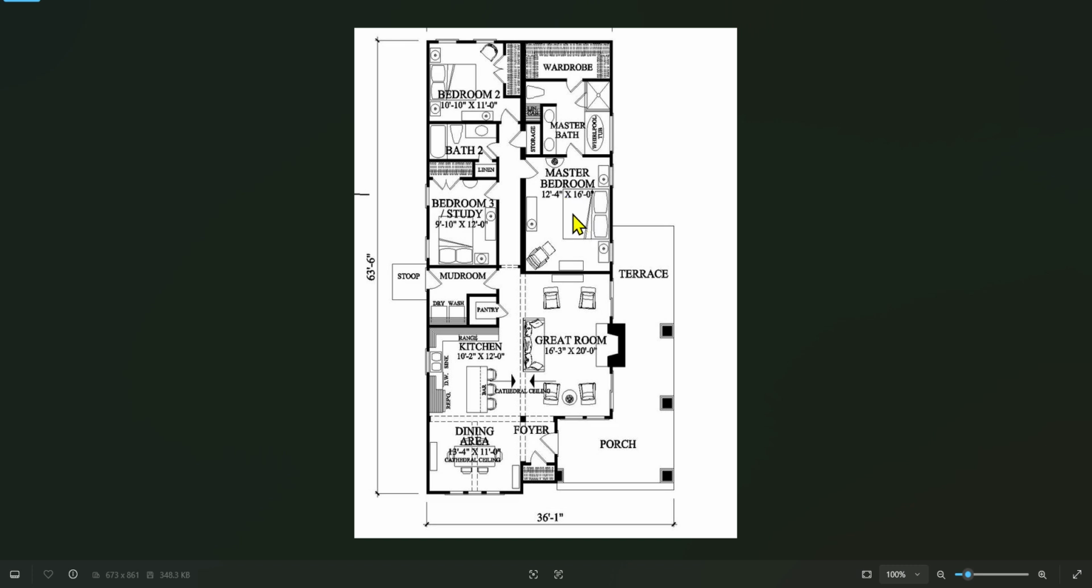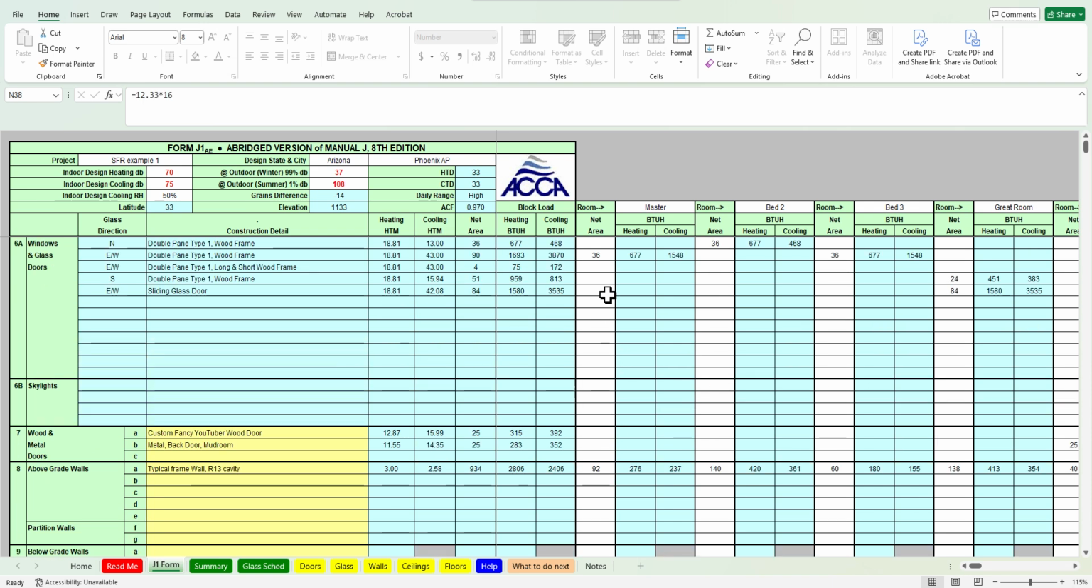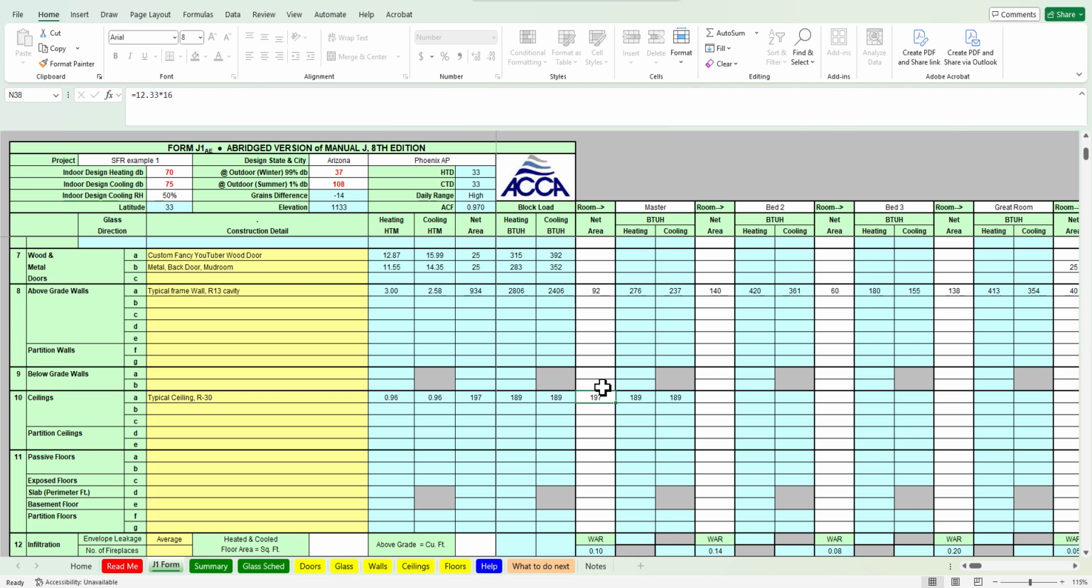So here we go, master bedroom. We've got 12.33 times 16. So equals 12.33 times 16. Now we would not deduct any of these values because the windows don't deduct from the ceiling area. However, if we had skylights, then I would deduct, because a skylight breaks up the ceiling area, right? So I would deduct the skylight.